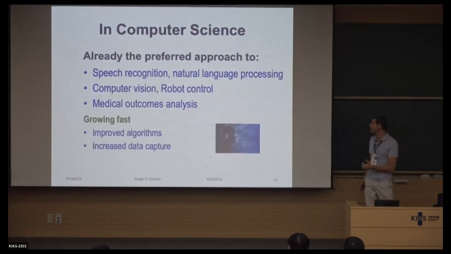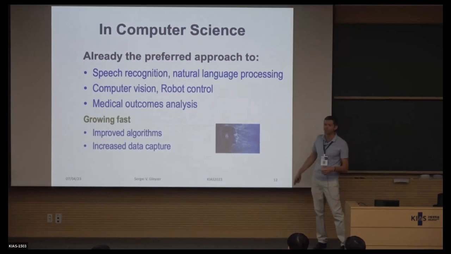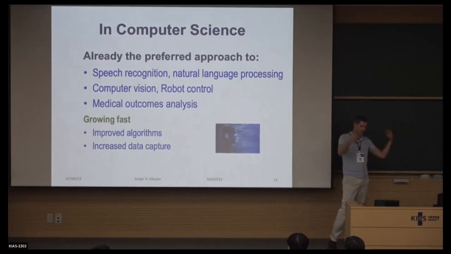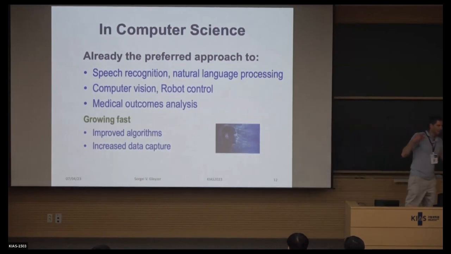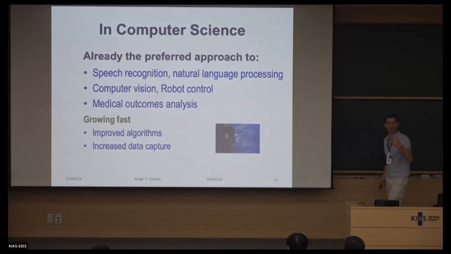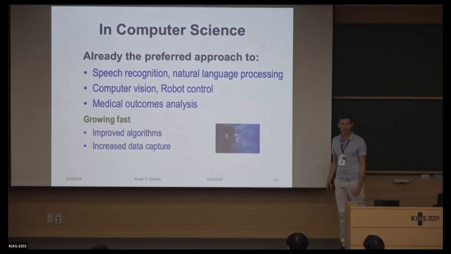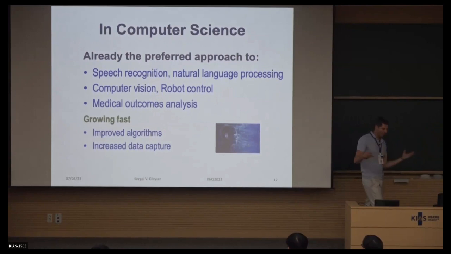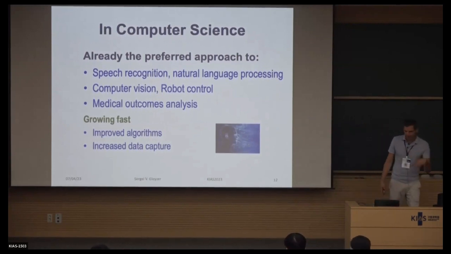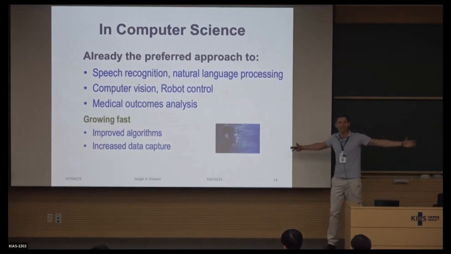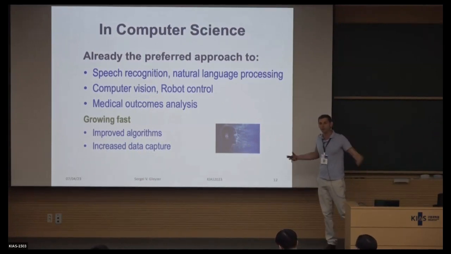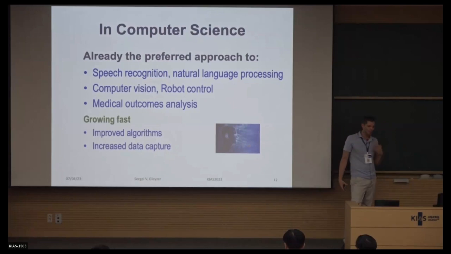So in pure computer science, in different areas such as natural language processing, speech recognition, and computer vision, it's already the way of doing things. It's the best way of doing things right now. And it's spread like wildfire because the algorithms have gotten better. And also we're collecting a whole lot of data, and sensors are everywhere. So we have very much data that we can learn from.